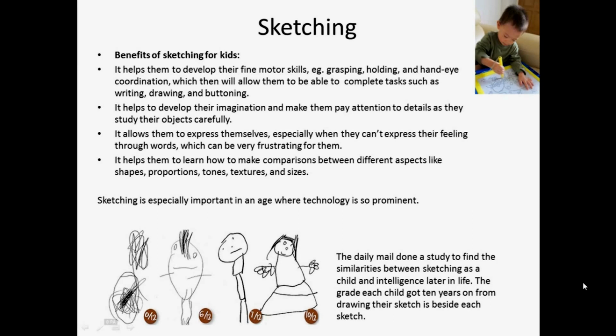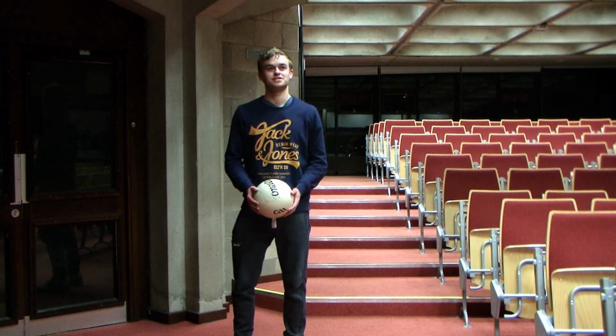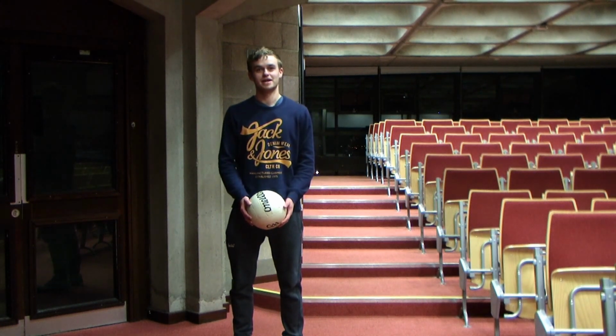The Daily Mail did a study to find the similarities between sketching as a child and intelligence later on in life. The grade each child got 10 years on from drawing their sketch is beside each sketch. So as you can see in the drawing here, from left to right, as the drawings get better, so do the grades, which proves the better a child is at sketching, the more intelligent they are likely to be later on in life. Now we understand the importance of sketching and technical graphics for the development of memory in adolescence.